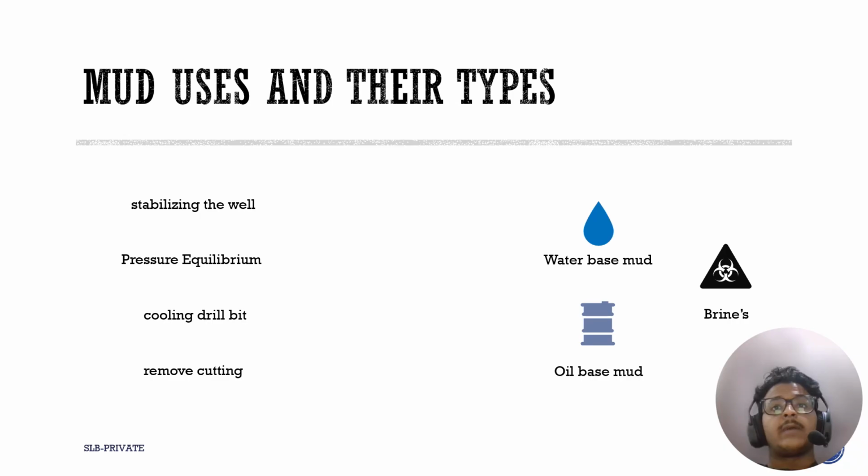Mud uses and their types. We got two basic mud types, water base and oil base. Also a special fluid called brine. What are the mud uses? Stabilizing the well, pressure equilibrium, cooling the drill bit, and removing cuttings.